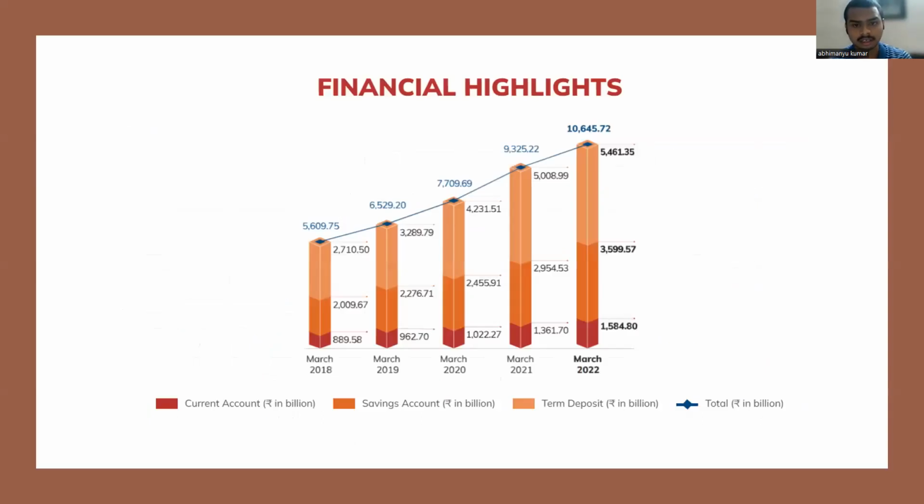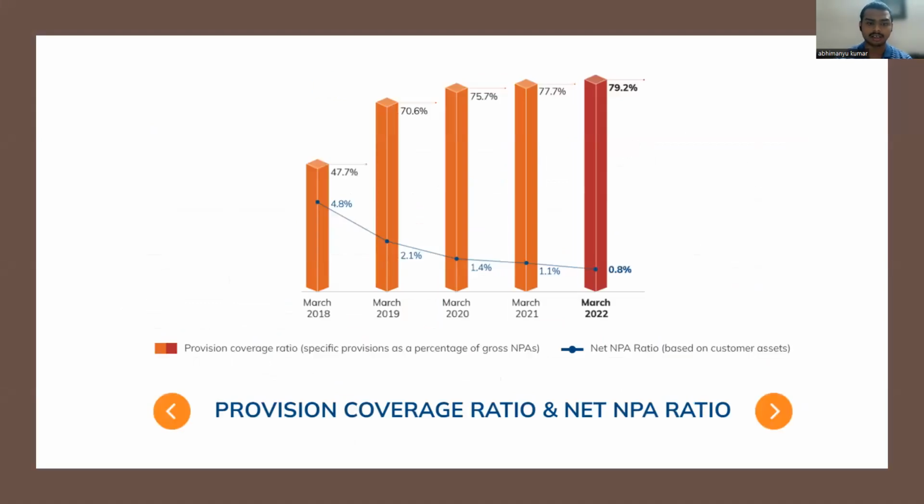Then this is the financial highlights of ICICI Bank share from March 2018 to March 2022. Financial highlights are for fundamental analysis, for making a long-term investment in a stock. Then it is the provision coverage ratio and net NPA ratio for ICICI Bank from year 2018 to 2022.